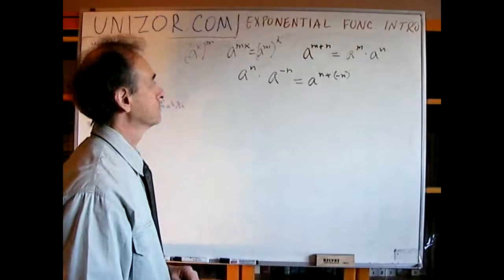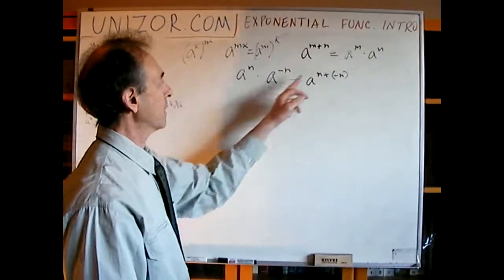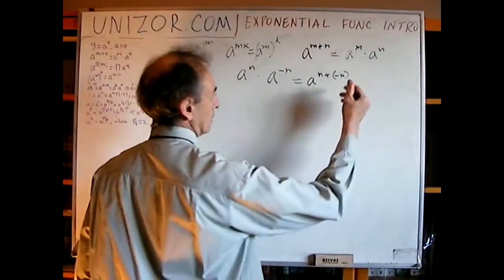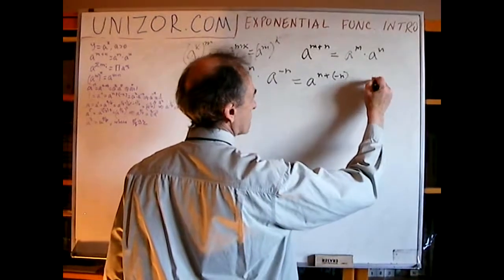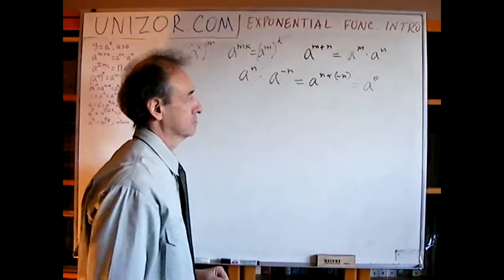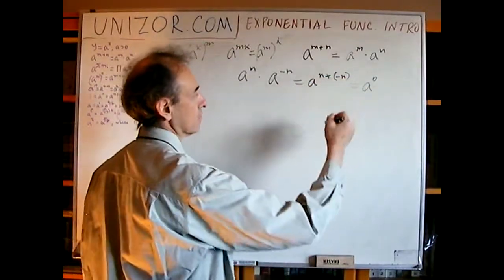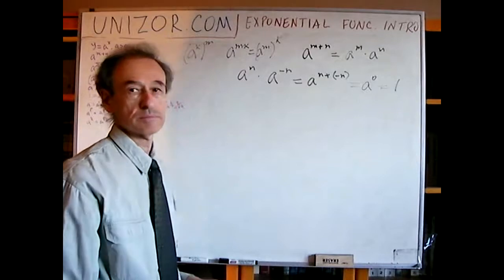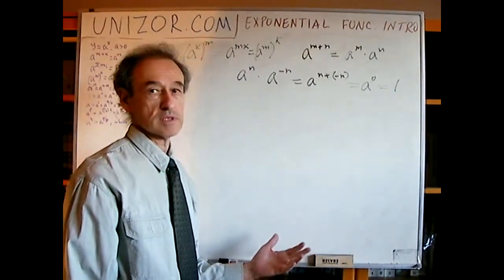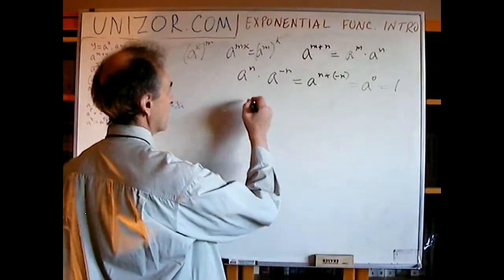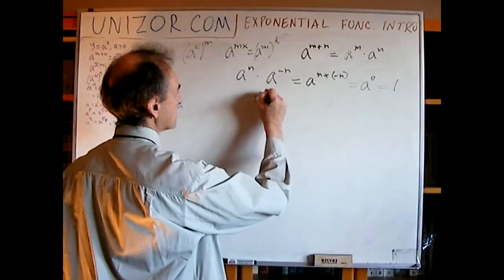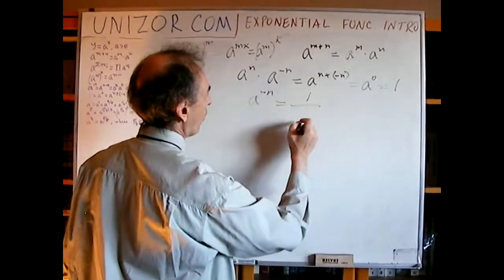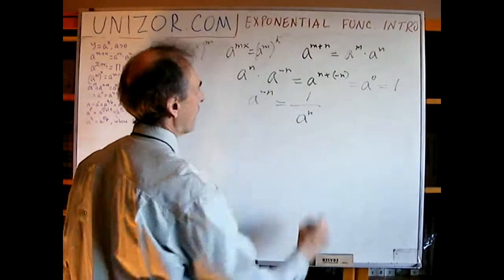If you multiply these, you add the exponents. Now, this is obviously a to the power of 0, n plus minus n, right? And we already know this is 1. Now, what follows from this is that a to the power of minus n must be equal to 1 over a to the power of n.